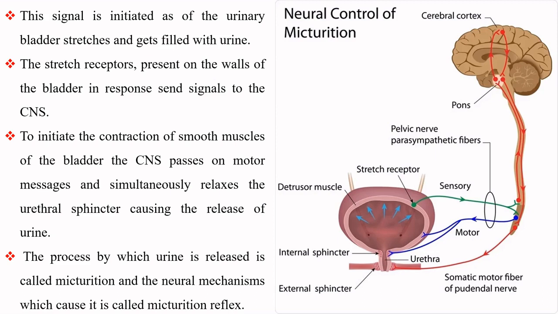The process by which urine is released is called micturition, and the neural mechanism which causes it is called the micturition reflex.